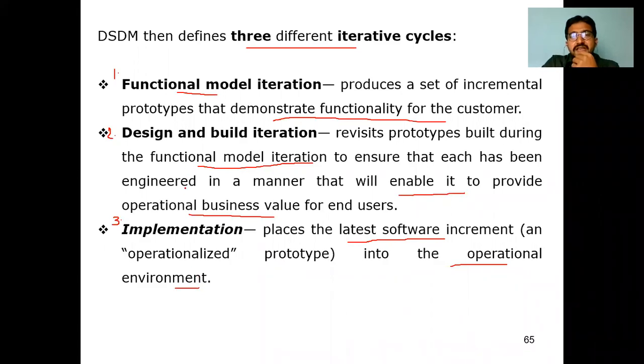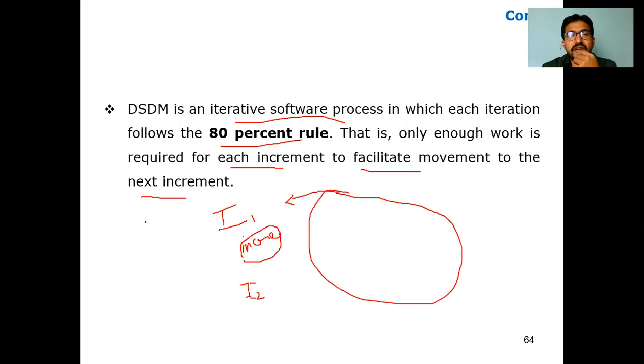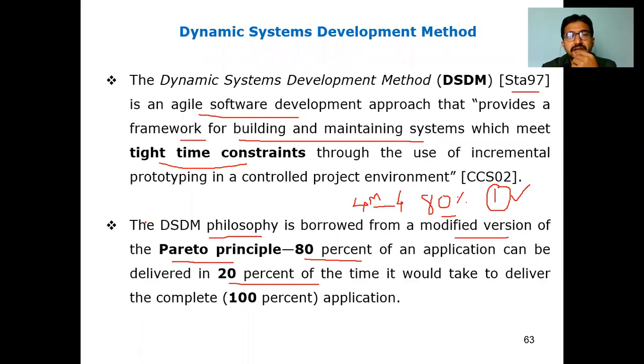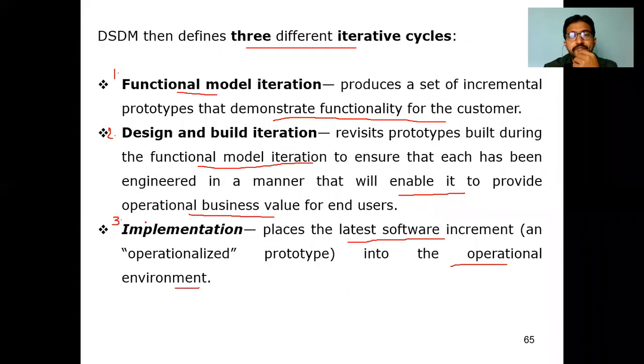So these three iterations are what DSDM talks about. With the help of the functional model iteration, design and build iteration, and implementation, it gives a total product and applies the principle called the Pareto principle, right? So that's about DSDM, right?